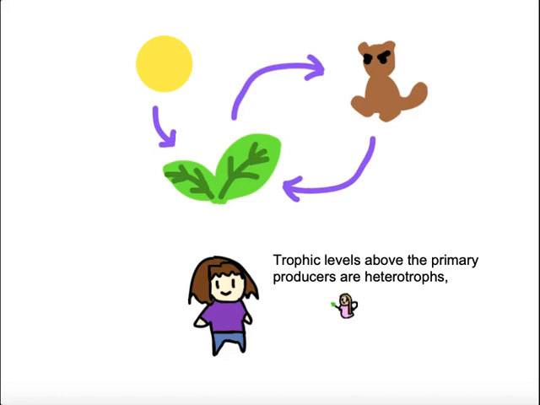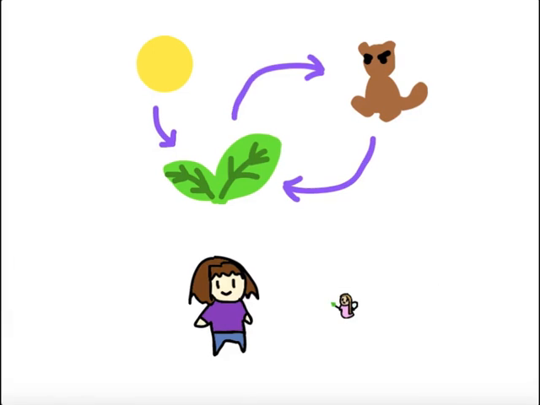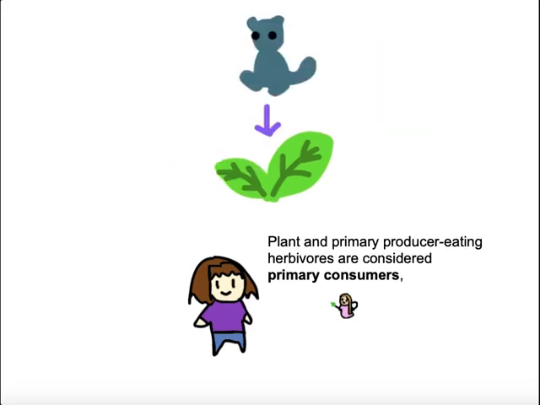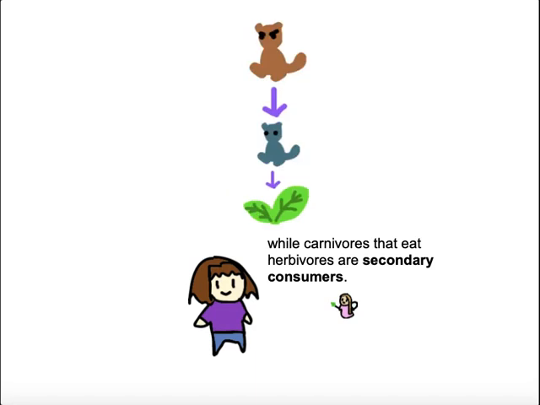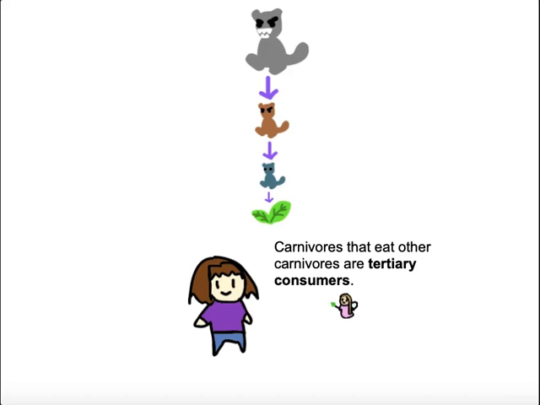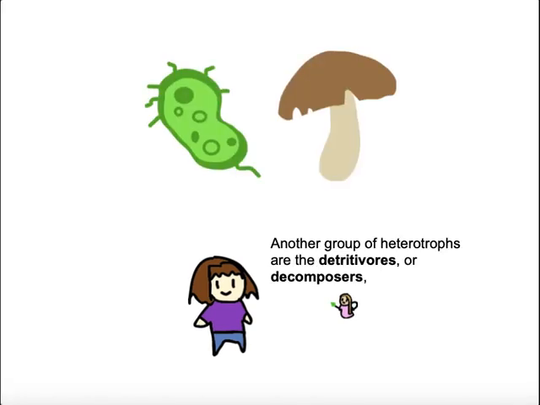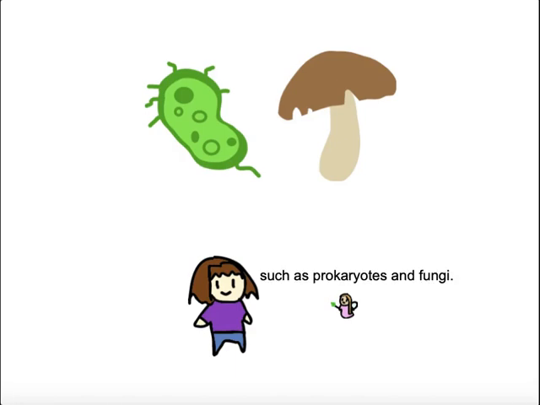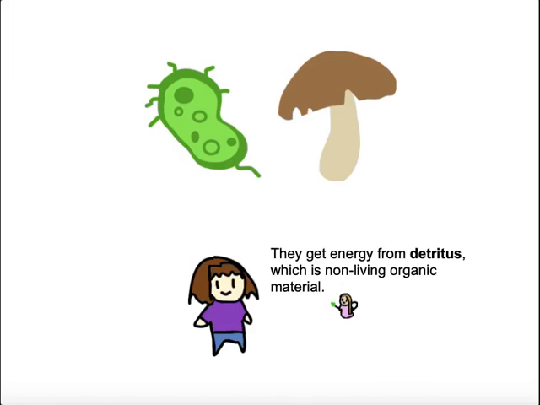Trophic levels above the primary producers are heterotrophs, which depend on the output of primary producers. Plant and primary producer-eating herbivores are considered primary consumers, while carnivores that eat herbivores are secondary consumers. Carnivores that eat other carnivores are tertiary consumers. Another group of heterotrophs are the detritivores, or decomposers, such as prokaryotes and fungi. They get energy from detritus, which is non-living organic material.